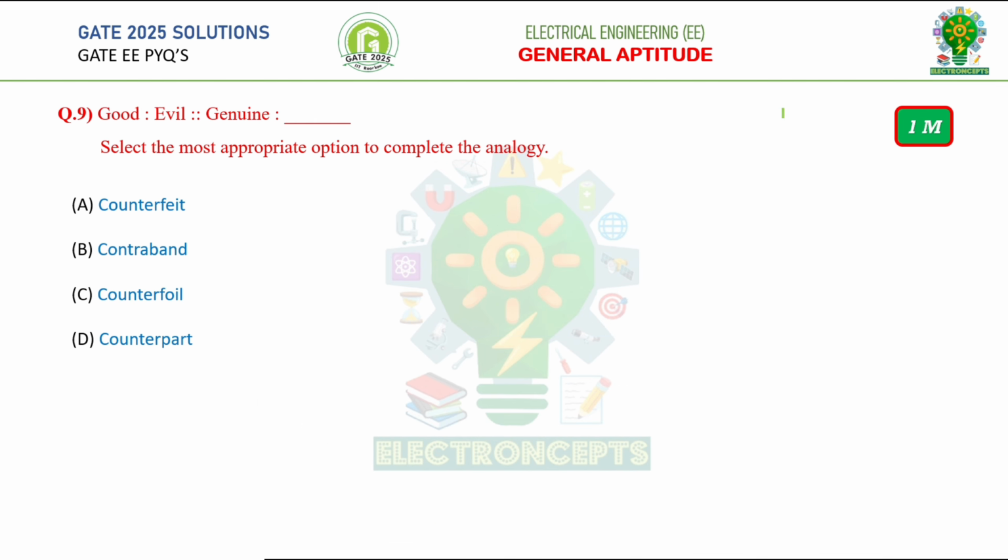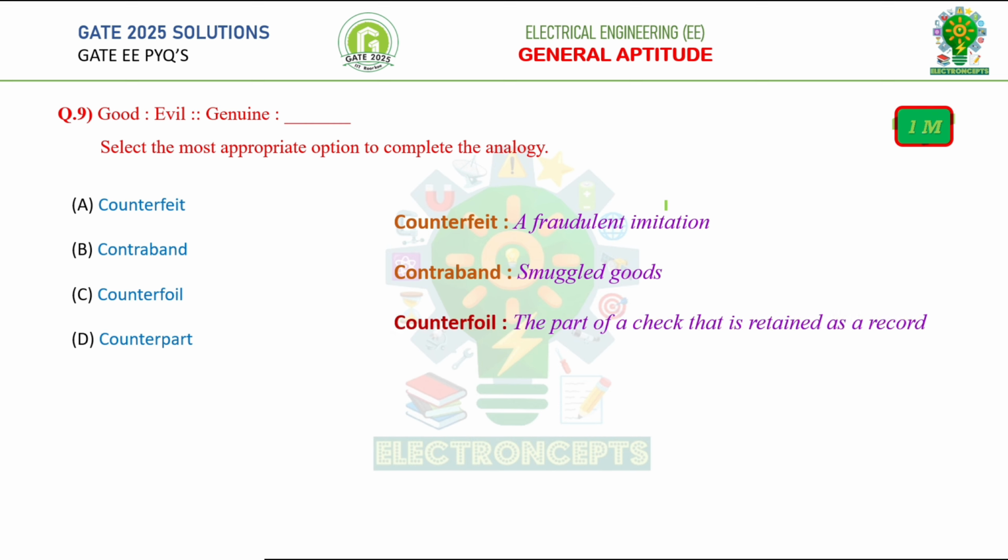Question number 9, which is GATE one mark question. Good is to evil, whereas genuine is to dash. Select the most appropriate option to complete the analogy. We need to know the meanings of the options so that we can choose the appropriate option. Counterfeit, which means a fraudulent imitation. Contraband, which means smuggled goods. Counterfoil, which means part of a check that is retained as a record. Counterpart, which means one that closely resembles another.